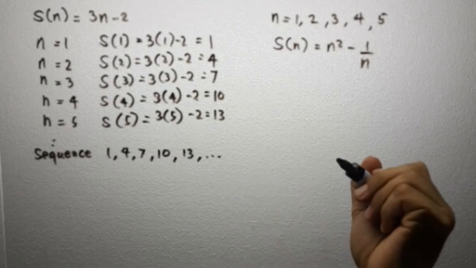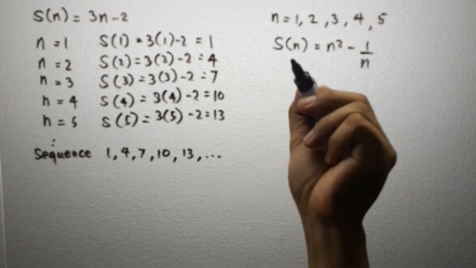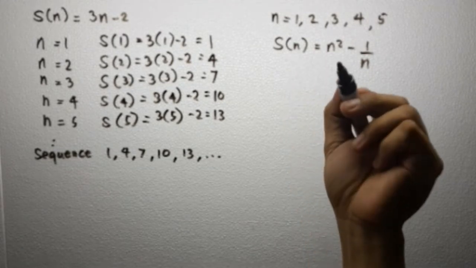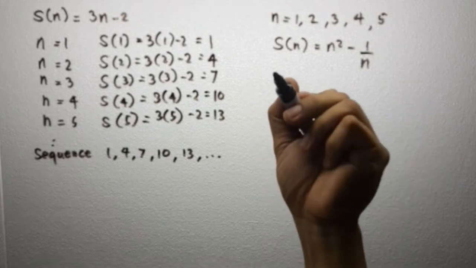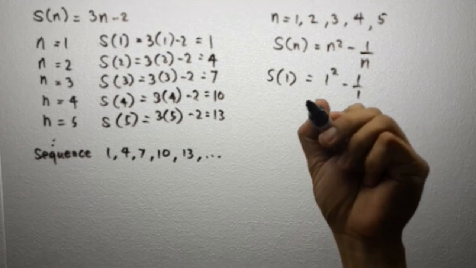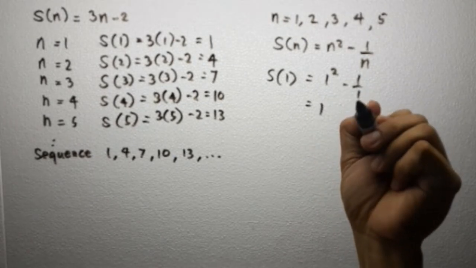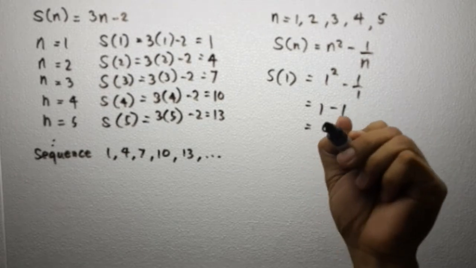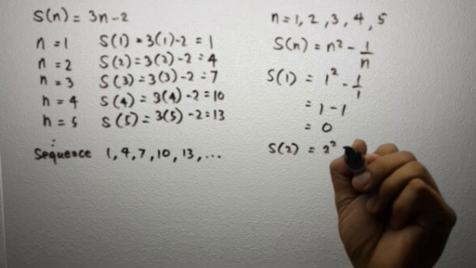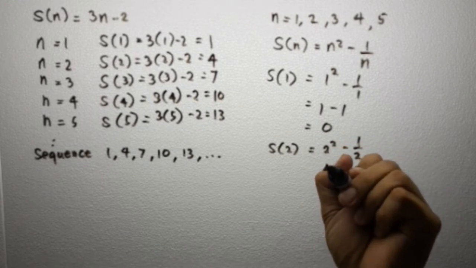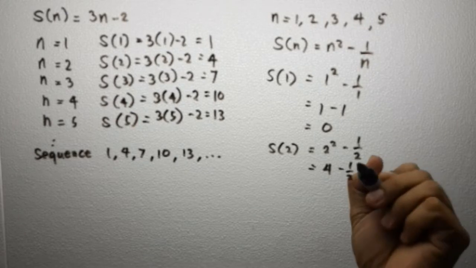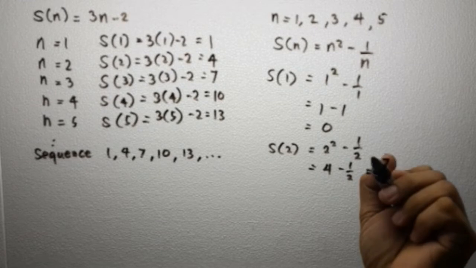Okay, for number 3, using n equals 1, 2, 3, 4, and 5, write the first 5 terms of the sequence defined by S of n equals n squared minus 1 over n. If n is equal to 1, then 1 squared minus 1 over 1 equals 1 squared is 1, 1 over 1 is 1, equals 0. If n equals 2, 2 squared minus 1 over 2. 2 squared is 4 minus 1 half equals 3 and 1 half, or equals 7 halves.